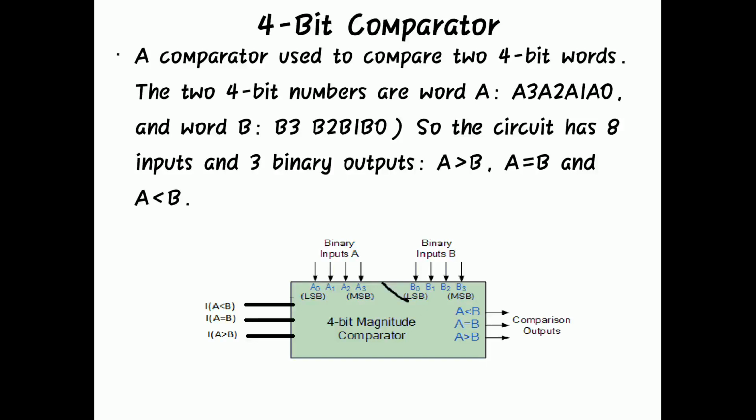For connecting 2 4-bit comparators, this I is being used. For example, consider there is another 4-bit magnitude comparator. I need to connect these two to form an 8-bit comparator. At that time, I A is less than B, I A is equal to B, and I A greater than B are connected to each other. So these are called what? Cascading inputs, which are used to connect 2 of the 4-bit magnitude comparators. The left out are our outputs, that is A is less than B, A is equal to B, and A is greater than B. These are nothing but comparison outputs.